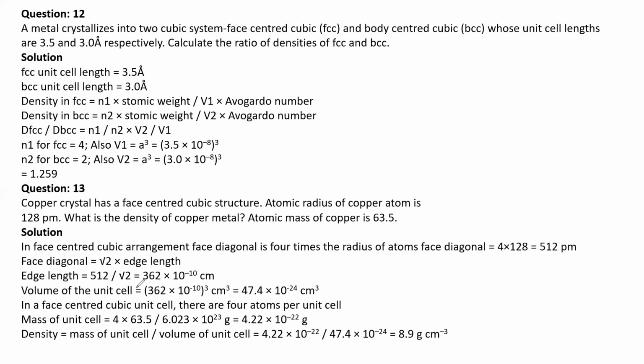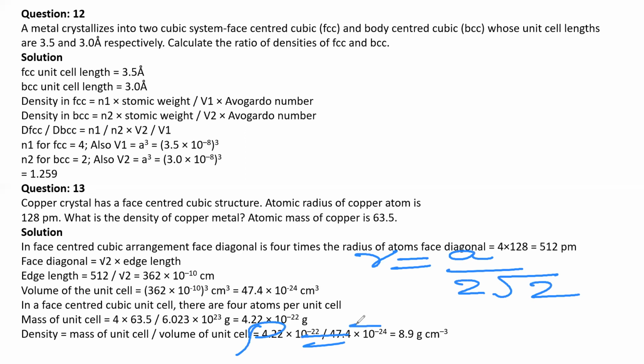Instead of this, we can solve the same question as follows. For FCC arrangement, the relation between radius and edge length is R is equal to A by 2 root 2. Since R is given, from this you can comfortably find the A value. After finding the A value, we can use this formula: rho is equal to Z into M by A cube into Na.